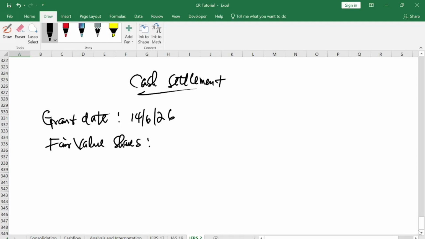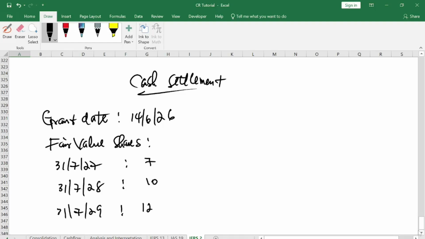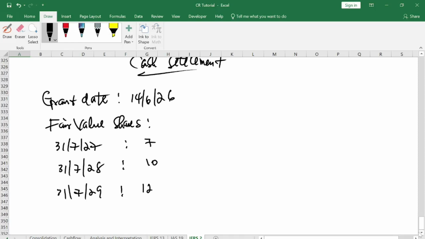We don't use the grant date fair value. At all times, if the grant date started from 2026, then at the end of the accounting year 2027, you will have the fair value of a share. For example, 7 cedis. Year 2, the fair value of a share is 10 cedis. And then year 3, the fair value of a share is 12 cedis. We use the fair value of the shares to, as it were, weigh the shares.